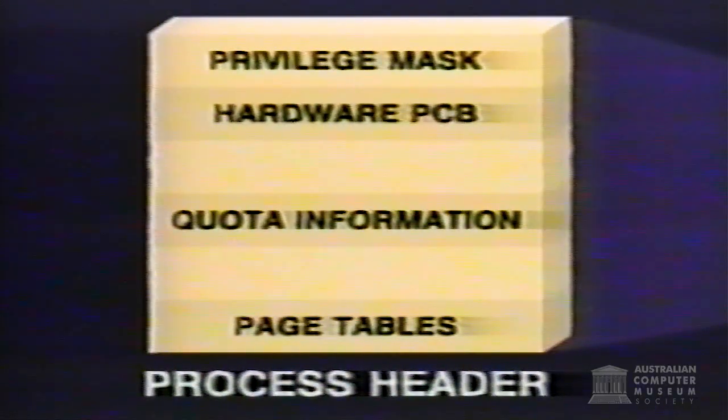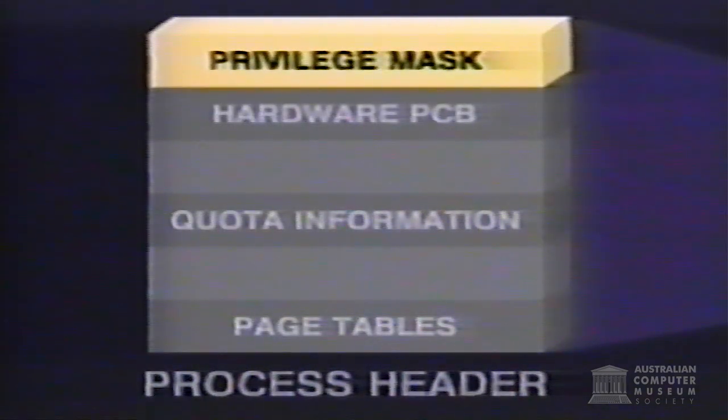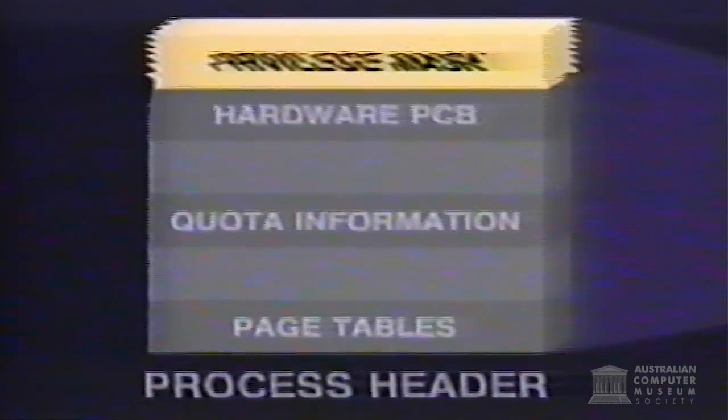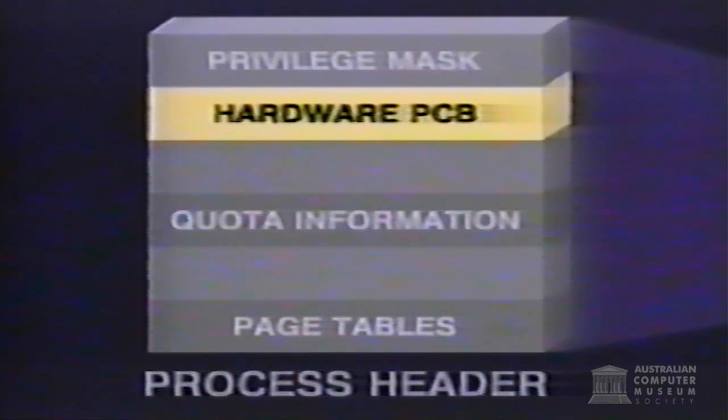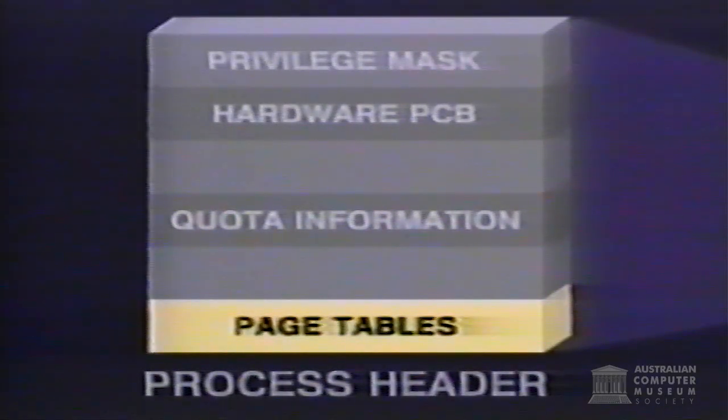The privilege mask, as mentioned earlier, determines which privileges the process may use. When a user initially logs onto a system, the mask is obtained from the user authorization file. Quota information is also obtained from the user authorization file. The hardware process control block representing the hardware context of the process is kept in the process header. The process header also contains data structures called page tables that are needed to map the virtual address space used by a process. You'll learn more about these page tables in the sharing memory unit.